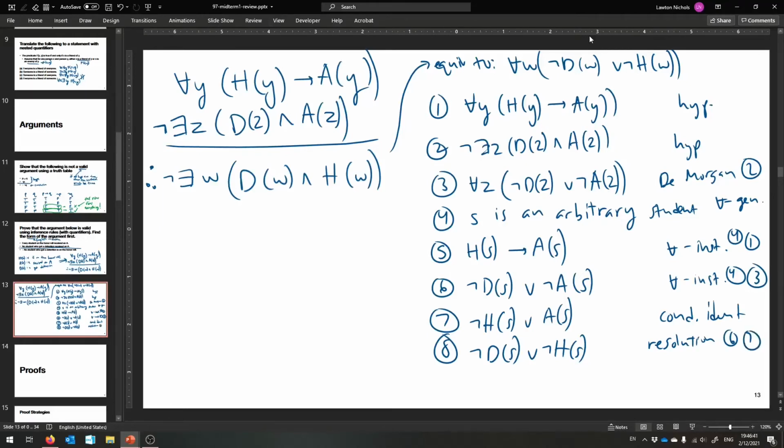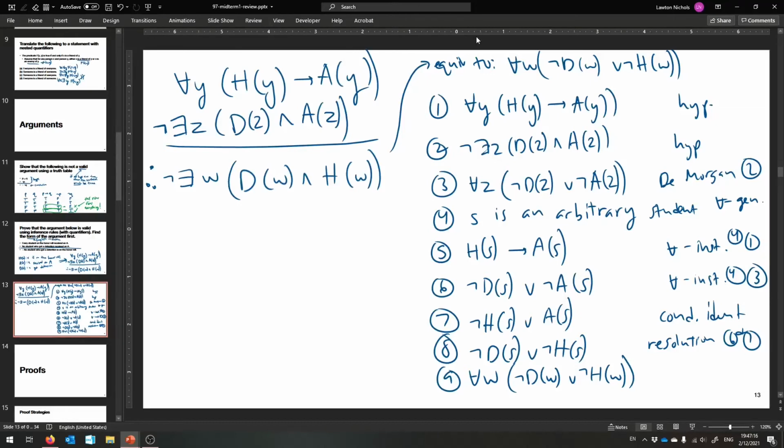6 and 7. Okay? So now, because s was an arbitrary element, bam, we know that this is true for s. It's true for any s. Oh man, 9. If I have enough room, I'm going to try. I'm sure going to try. I know now, for all whatever I want to include, let's call it w, because why not? For all w, not d of w, or not h of w. Ho ho.